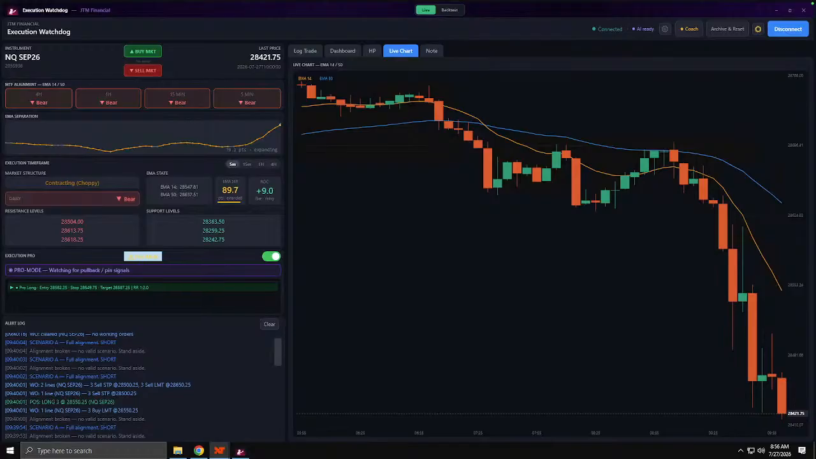Yep, 1 minute is completely broken. So yeah, the bear won the battle. So I guess the next stop now is the previous day close at 28 90.